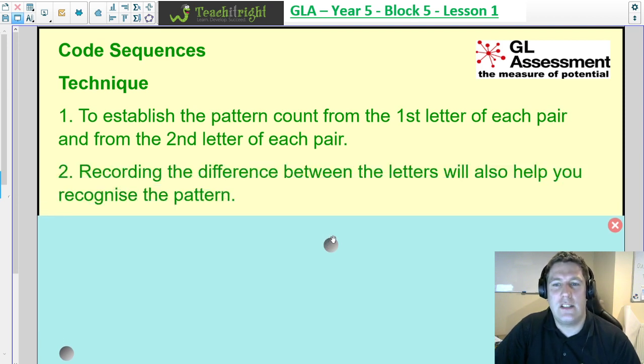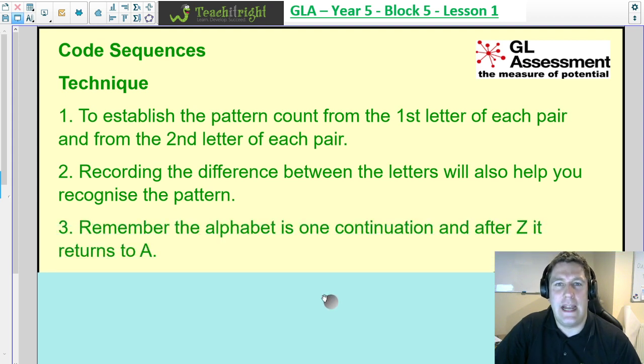You're going to need to record down the difference between the letters, and this will help you establish a pattern. So for example, you might put +1, then +2, then +3, and of course you'd know what comes next. Sometimes the patterns might go -2, +2, -2, +2. And it's really important that you can count accurately across the alphabet. Remember, the alphabet is one continuation, and after Z it returns to A, and vice versa. So we're going to have a little look at how you need to visualize that in a moment with an image, but it's really important to know that the alphabet is one continual long line.